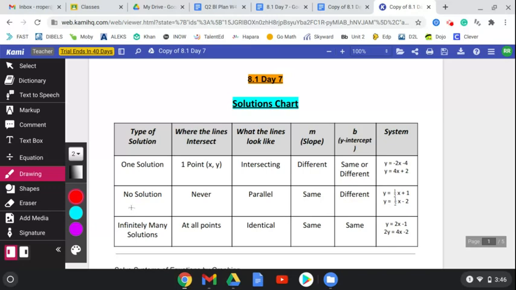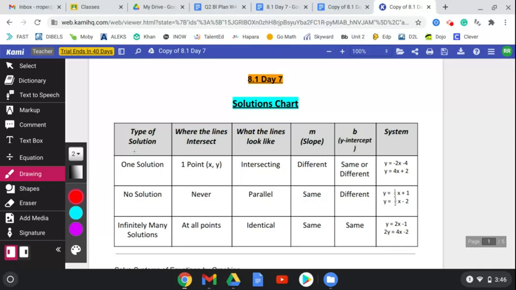Okay, I am in 8.1, day 7 CAMI assignment. We'll first start off with this solutions chart, which you've seen before. And this is going to be very, very helpful as you complete the systems vocab Google Forms. I will be referring back to this. We're going to be using this next week as well.